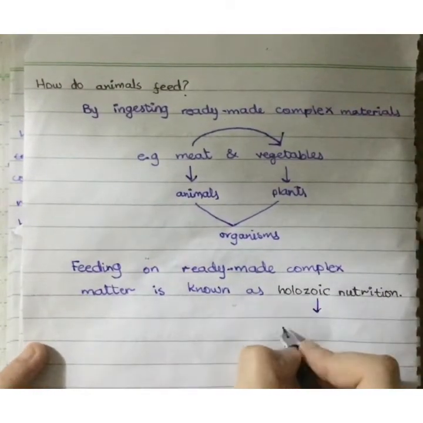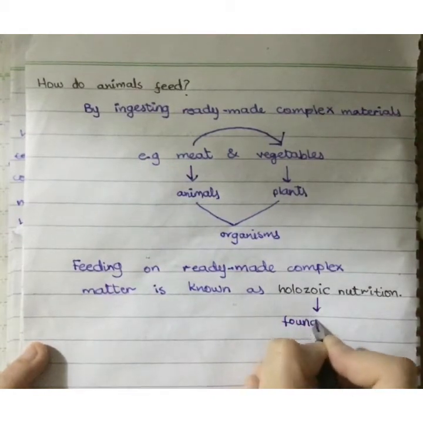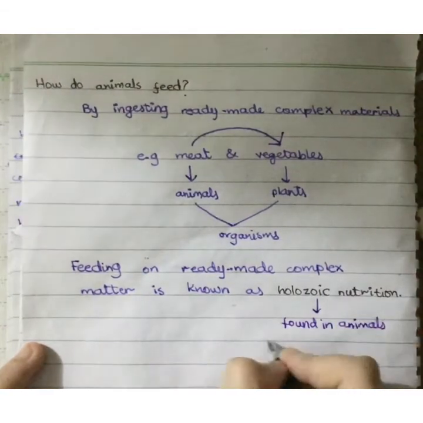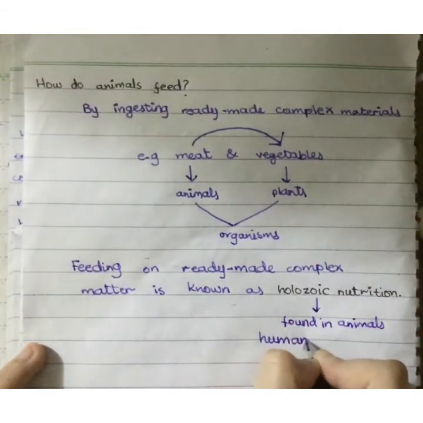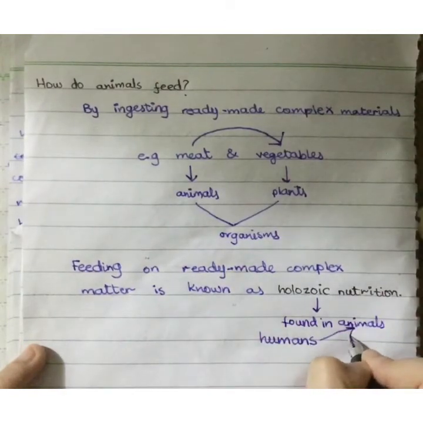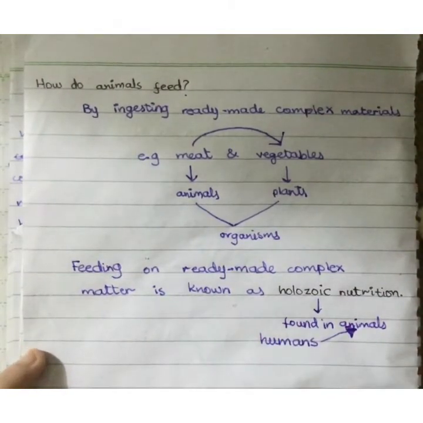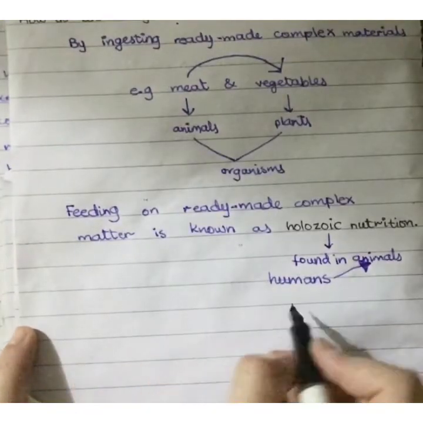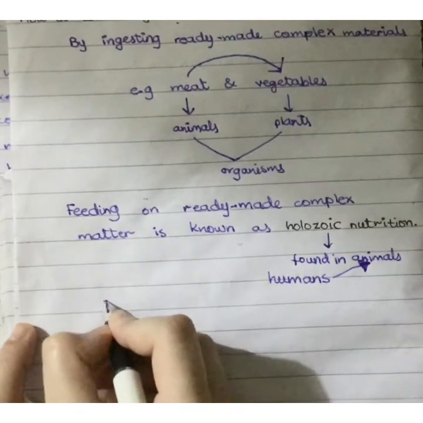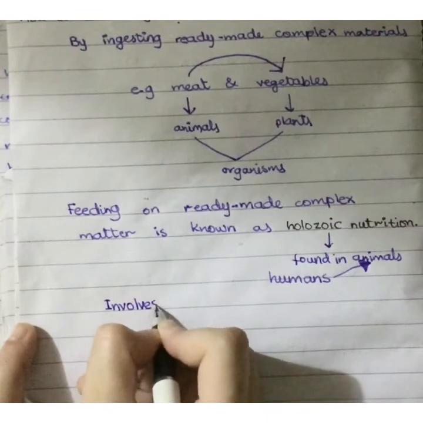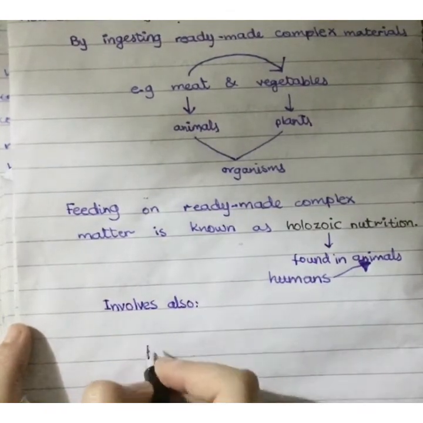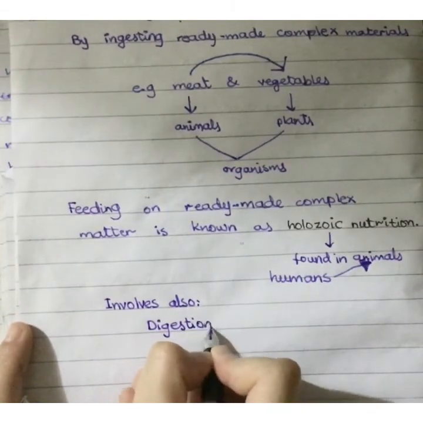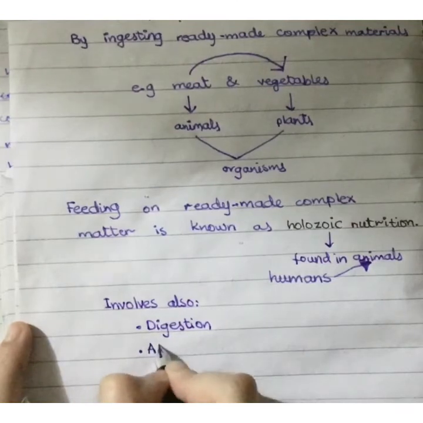Before we discuss digestion, Holozoic nutrition is found in animals, and it does not only involve taking of food. This is the main difference: it does not only involve ingestion, it also involves digestion, absorption, and assimilation. And be careful, ingestion of ready-made complex matter, and this process also involves digestion. I'm just writing it for you guys again. And it is found in animals, humans.